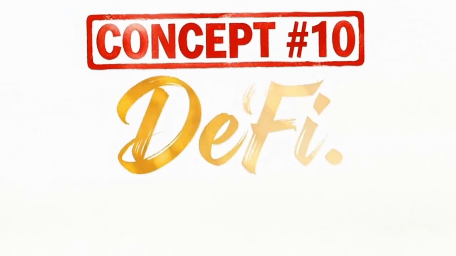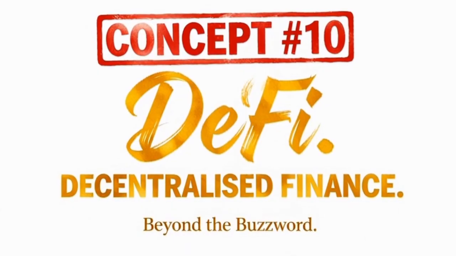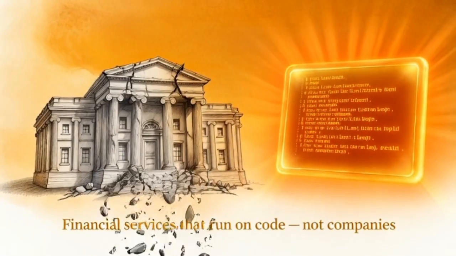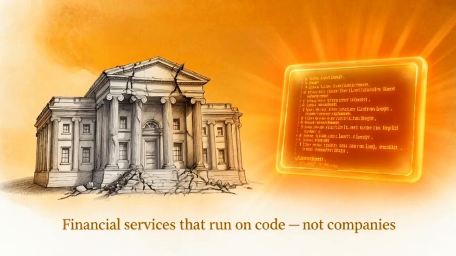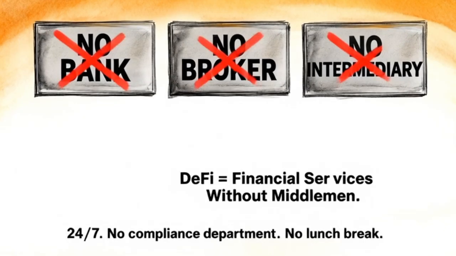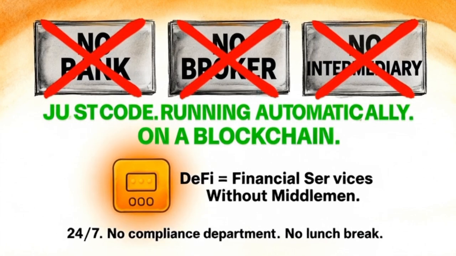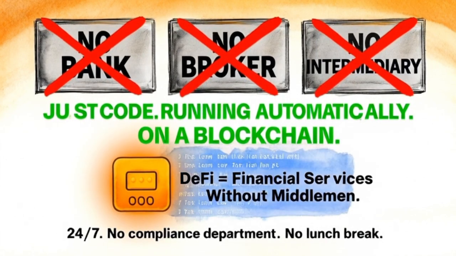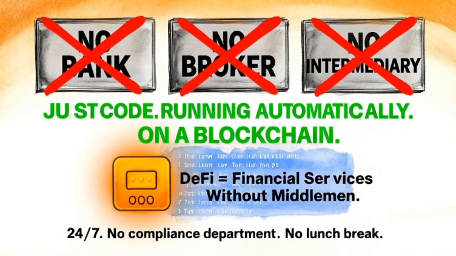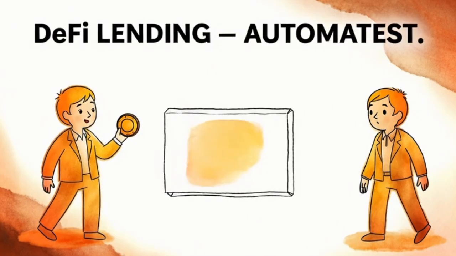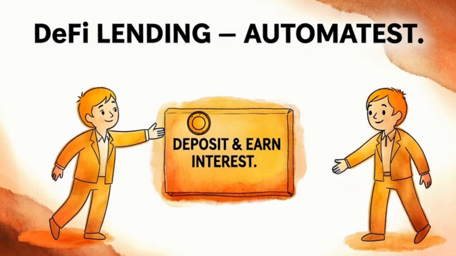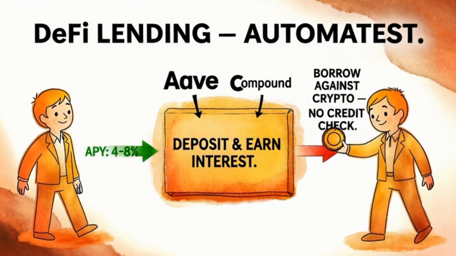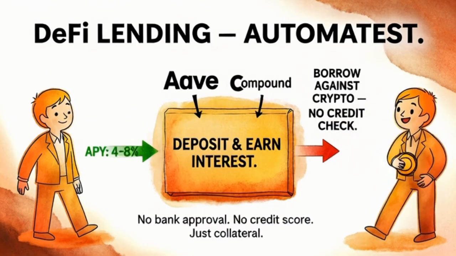Concept 10. DeFi. What it actually is beyond the buzzword. DeFi stands for decentralized finance, and the cleanest definition is this: it is financial services that run on smart contracts instead of companies. No bank, no broker, no intermediary with a compliance department and a lunch break, just code running automatically on a blockchain. The most common DeFi applications are lending and borrowing protocols, like Aave and Compound, where you can deposit crypto and earn interest, or borrow against your holdings without a credit check or a bank approval.